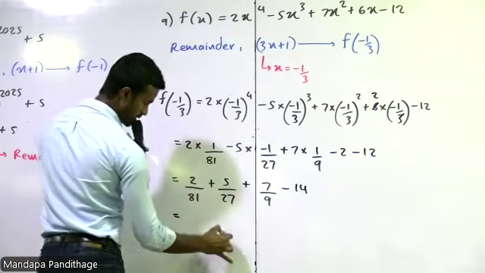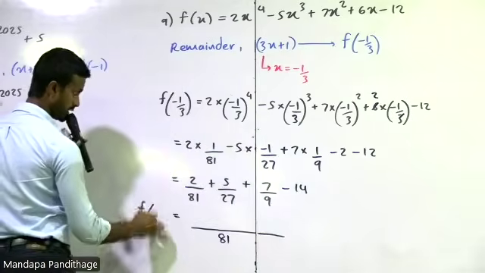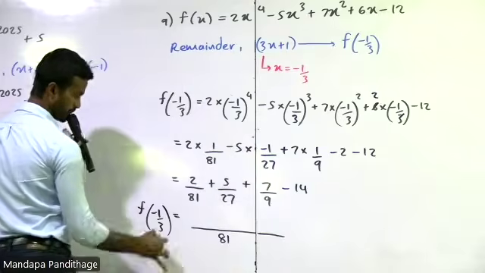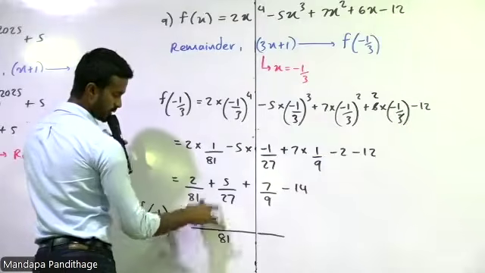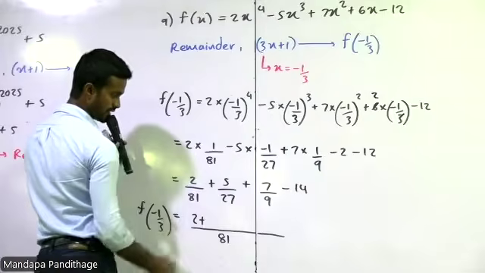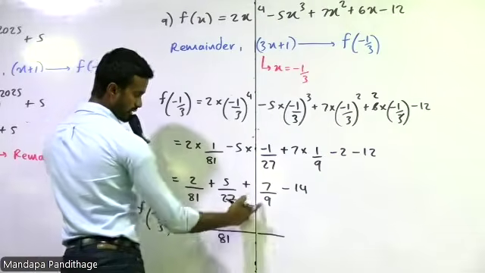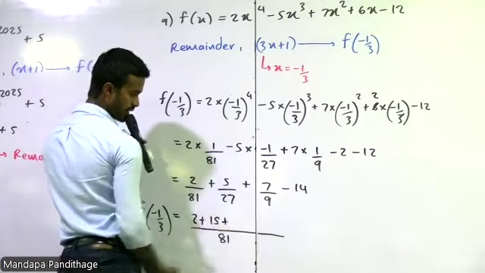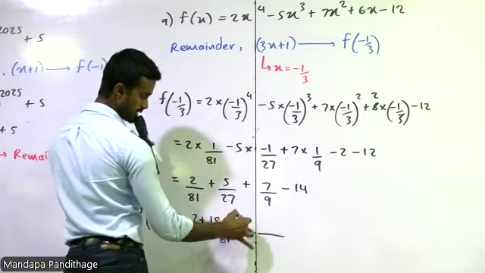So here you have to take the common denominator of 81. Take 81 as the common denominator. Okay. So this becomes 2. 27, 81, so you have to multiply this by 3. 5 into 3 is 15. How can you get 81 from 9? It's 9 into 9. So you have to multiply it by 9, which means 9 into 7 is 63.